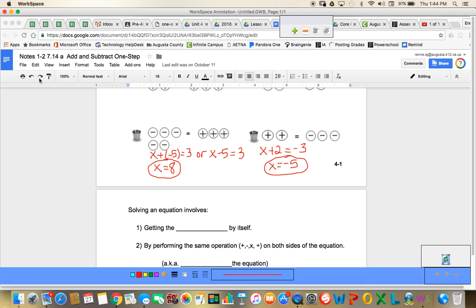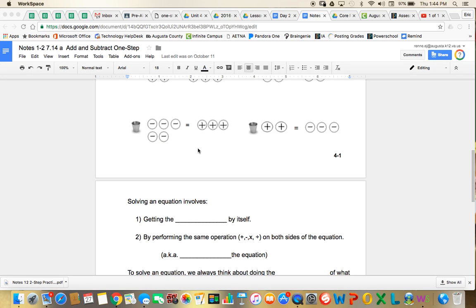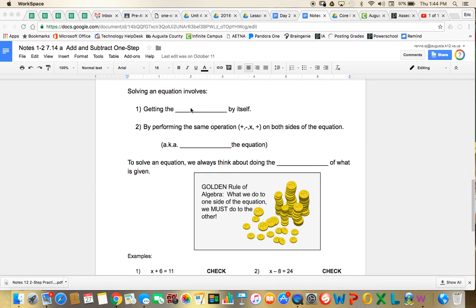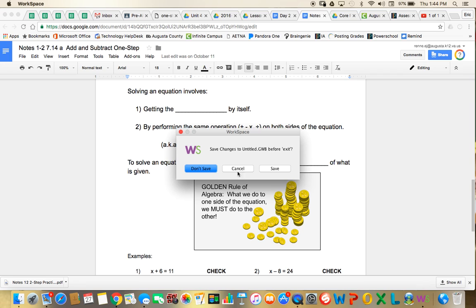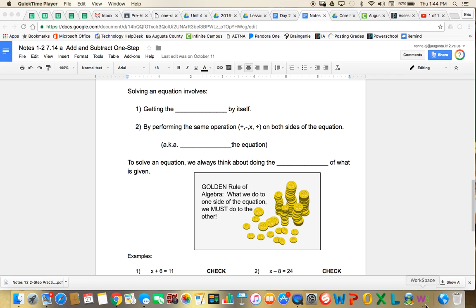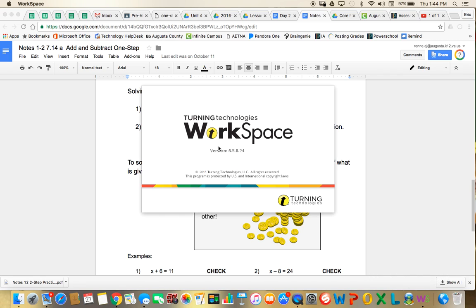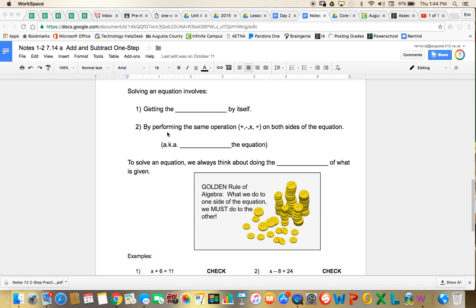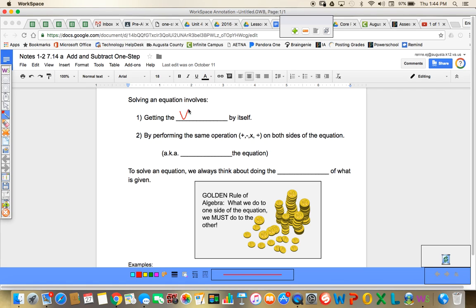Okay, now on page 2, I'm going to show you the algorithm behind solving addition and subtraction equations, as well as how to check your answer to make sure you're correct. Okay, so it says solving an equation involves getting the blank by itself. So our goal to solve any equation is always to get the what by itself. If you were thinking variable, you are correct. So write in the word variable.